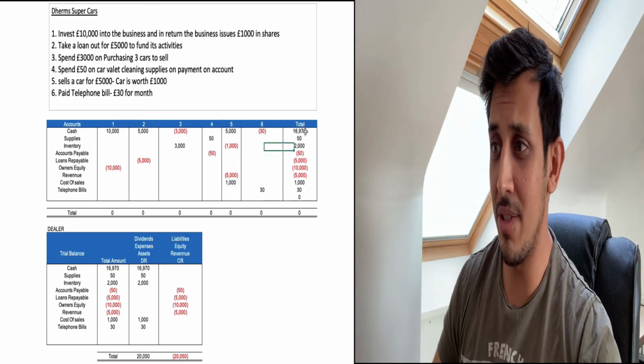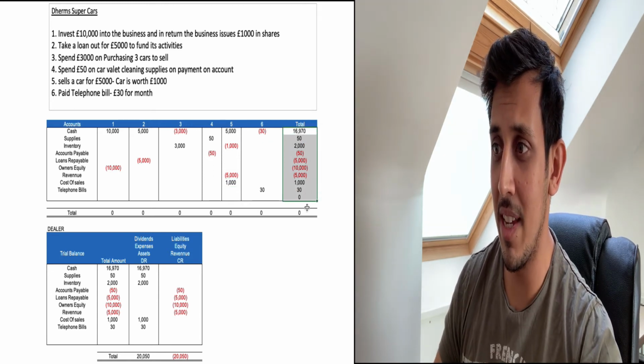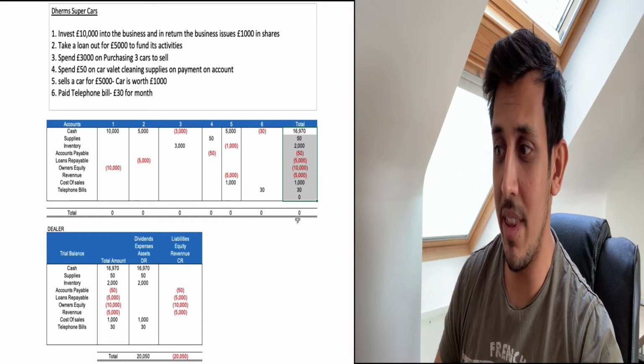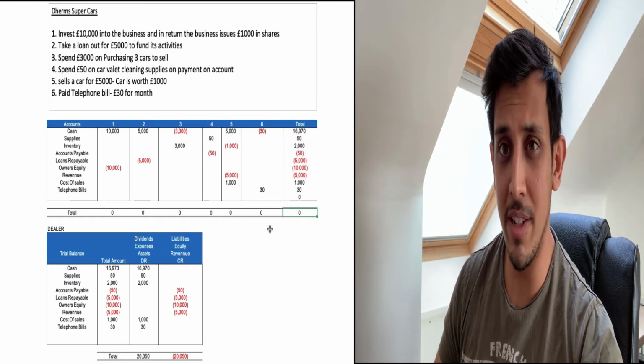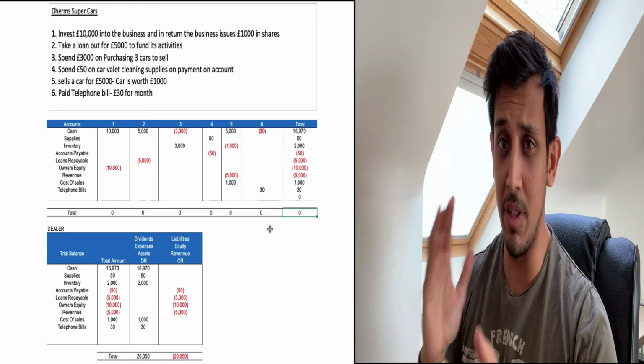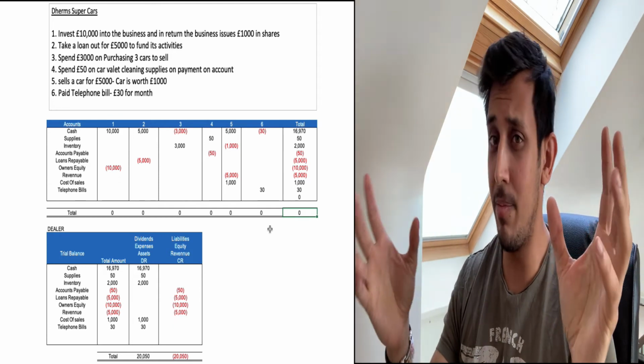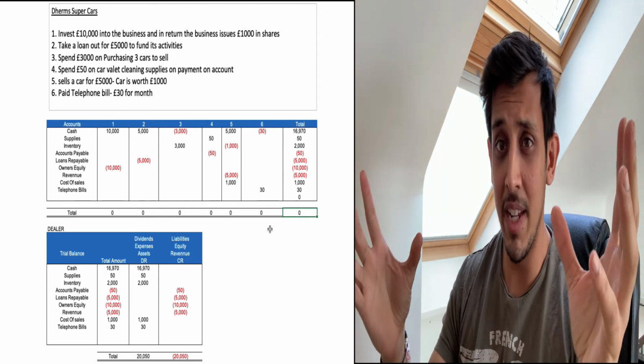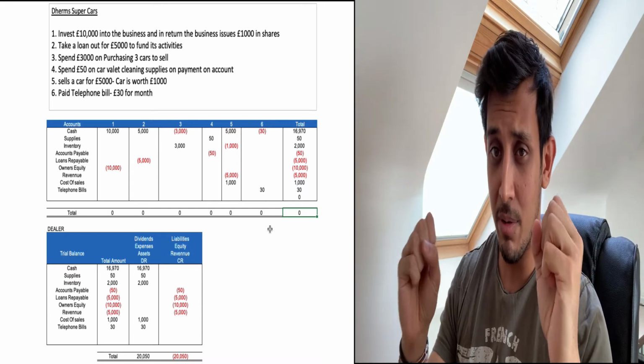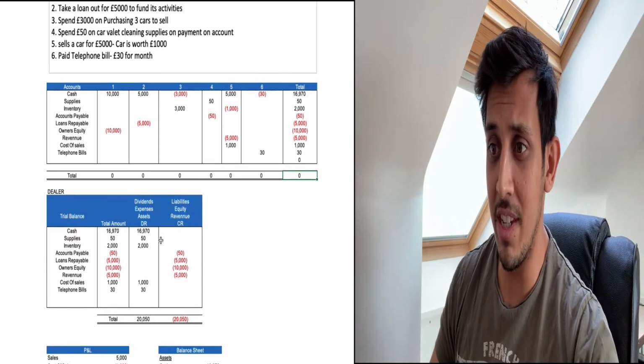So altogether, you'll see that the totals come to this, and basically if you add them all up, they should come back to zero because of double entry bookkeeping. So one debit must basically have a credit, and therefore all the debits and credits should come back to zero when they're added together, as you can see.